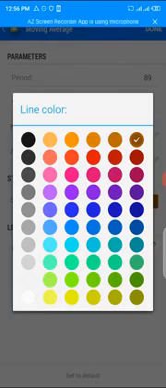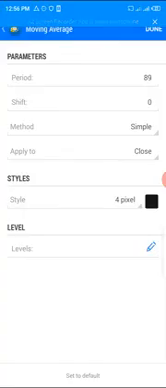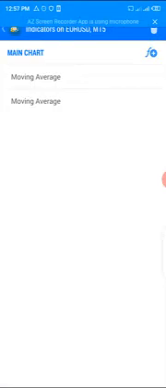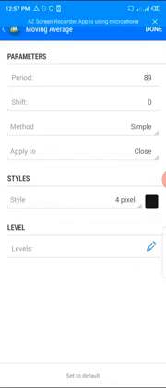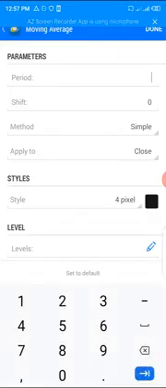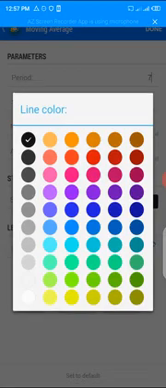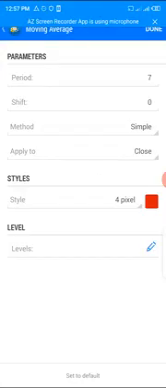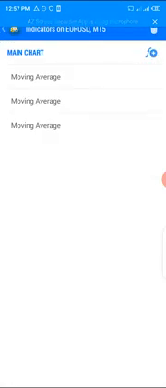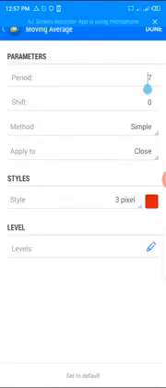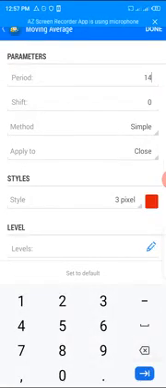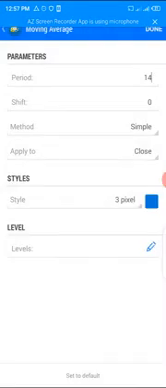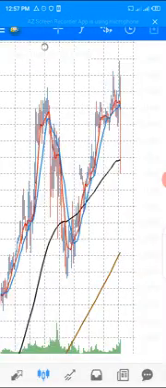And let me give it color green or color black. Yeah. So the black is showing trend correction or the short-term trend. Again, I added 7, gave it color red, 3 pixel, and I'm done. And I added 14 and I gave it color blue. Yes, so that is that.